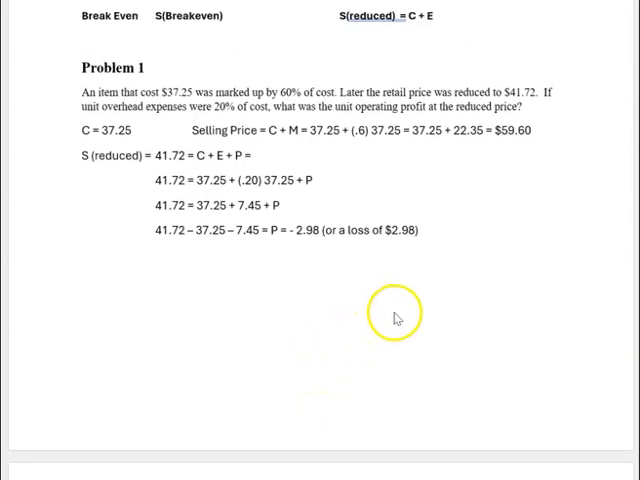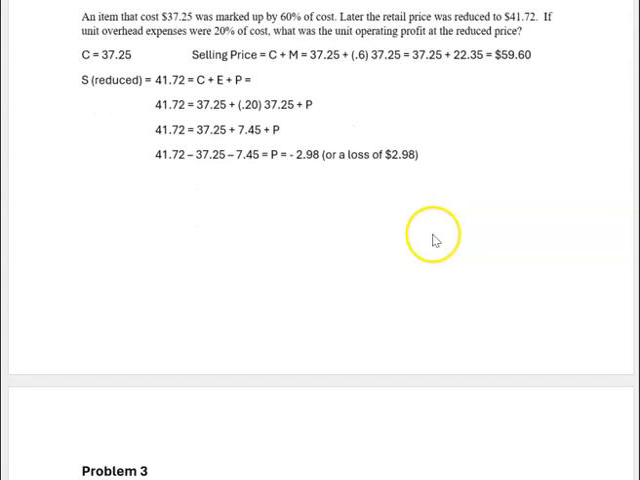So when you look at it realistically, the company probably shouldn't reduce it by that much because they should at least break even, which would mean that the profit would amount to zero. But at that rate, and if they reduce it to the $41.72, they will have a loss of $2.98.